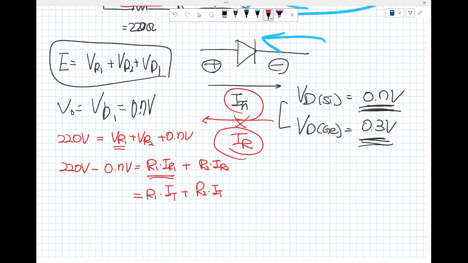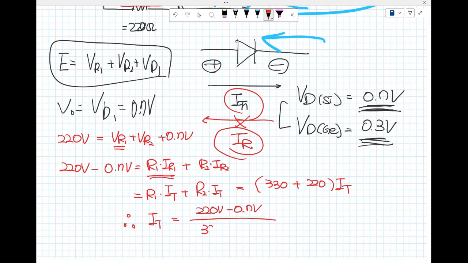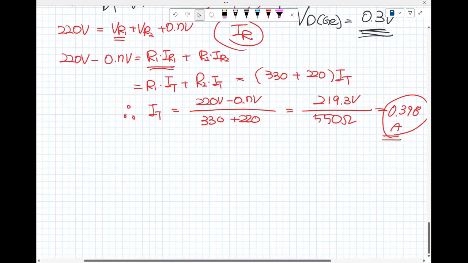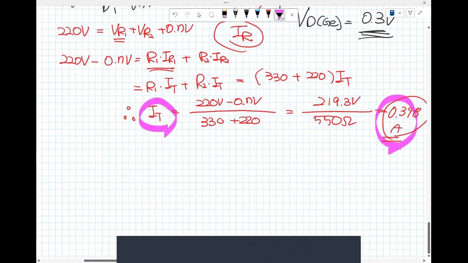Now R sub 1 and R sub 2 were given values. That was 330 ohm plus 220 ohm, times I sub T. Now, I sub T is 220 voltage minus 0.7 voltage, divided by 330 plus 220. So now 219.3 voltage over 550 ohm. Okay, so I'm going to use the calculator: 219.3 divided by 550. That was what? 0.398 m. Don't miss the unit. Okay, and so that is the answer, the I sub T.